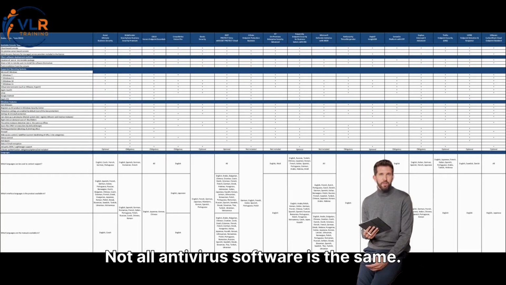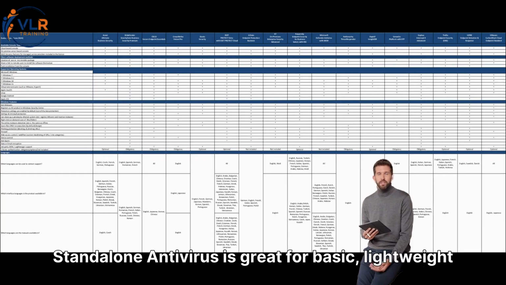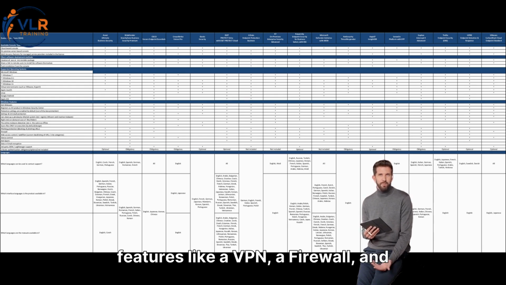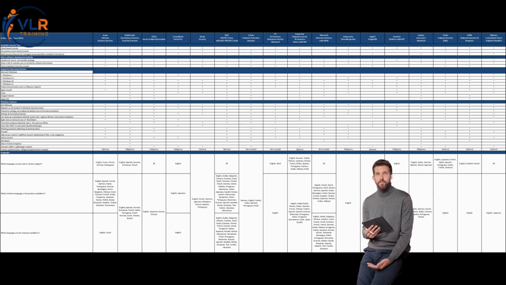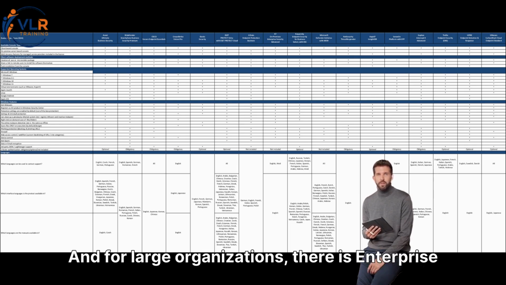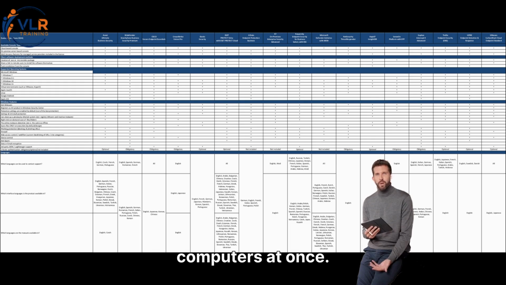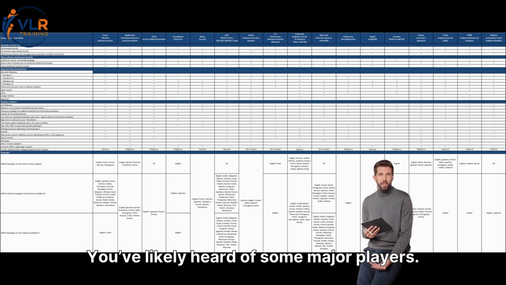Not all antivirus software is the same. Standalone antivirus is great for basic, lightweight protection. Internet security suites are more comprehensive, adding features like a VPN, a firewall, and parental controls. And for large organizations, there is Enterprise AV, which allows a central IT team to manage the security of thousands of computers at once.